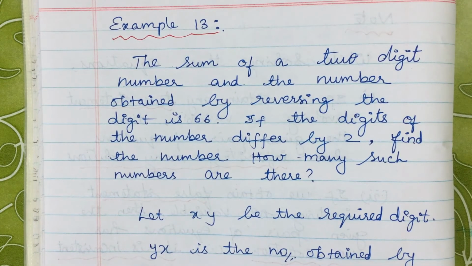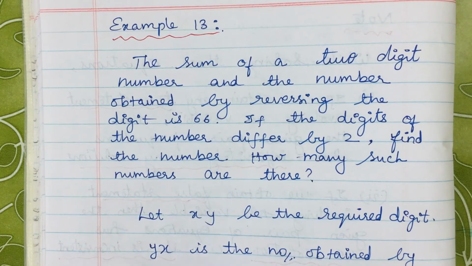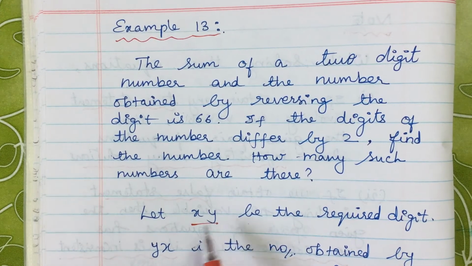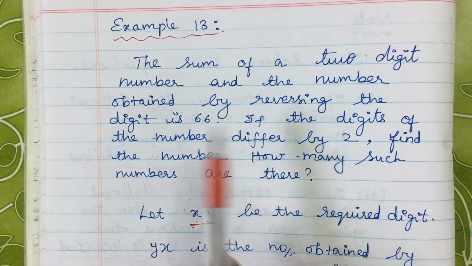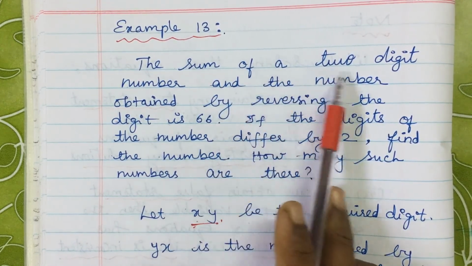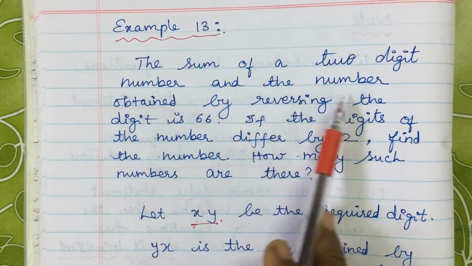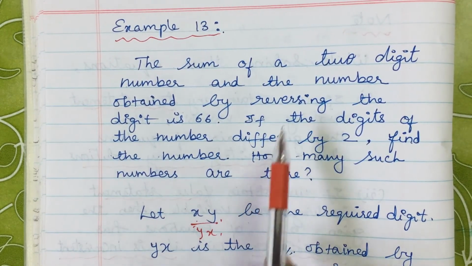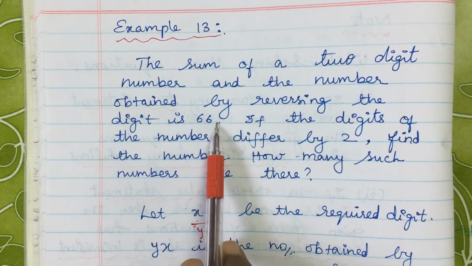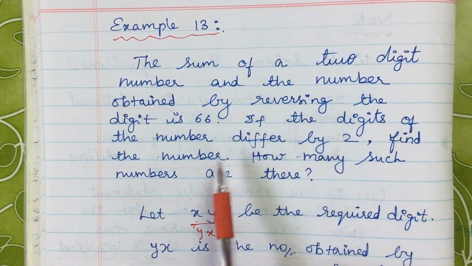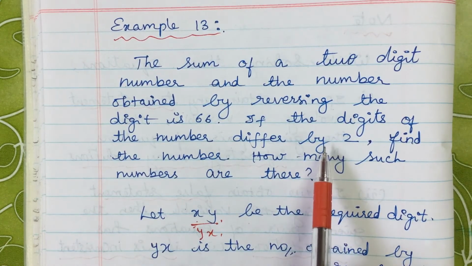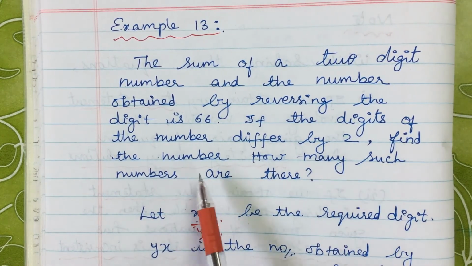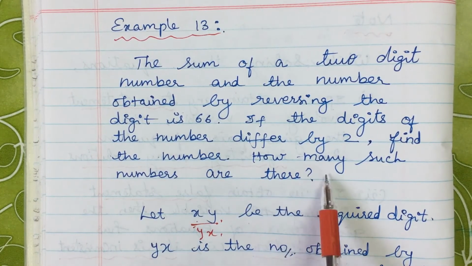X is in the tens place, y is in the ones place. So I am assuming the number as xy. The two digits are one is x, one is y. And so what is the question? The sum of a two-digit number and the number obtained by reversing it. So on reversing, this xy will become yx. If you add up these two, it should be equal to 66. If the digits of the number differ by 2, what do you mean by this? The difference between your x and y should be 2. Find the number. How many such numbers are there?